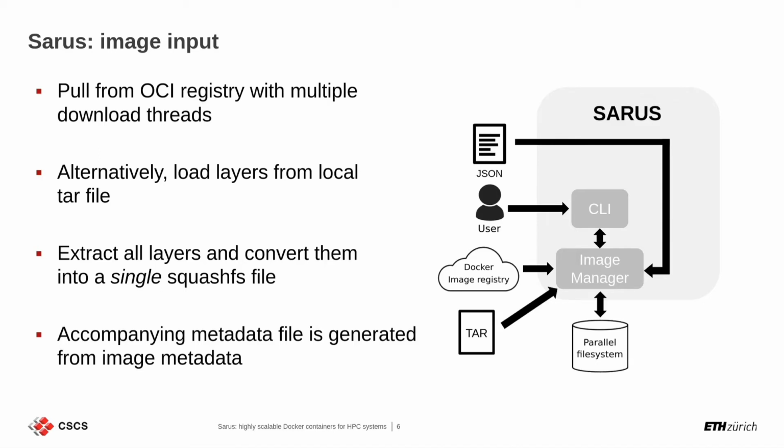When having to import images on the system, Sarus can pull Docker images from remote registries like Docker Hub, downloading multiple layers simultaneously, or alternatively acquire the image layers from a tar file saved by Docker. Once all the layers are available, they are extracted and squashed into a single file. This operation is done for performance reasons when mounting images from parallel file systems, and I'll be returning to this feature in a little while. From the diagram to the right, we see that these transactions are performed through the Image Manager component of Sarus.